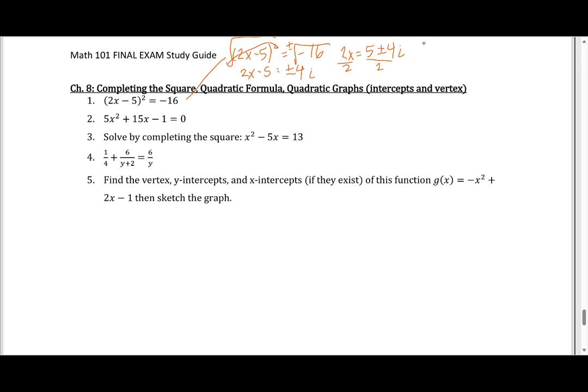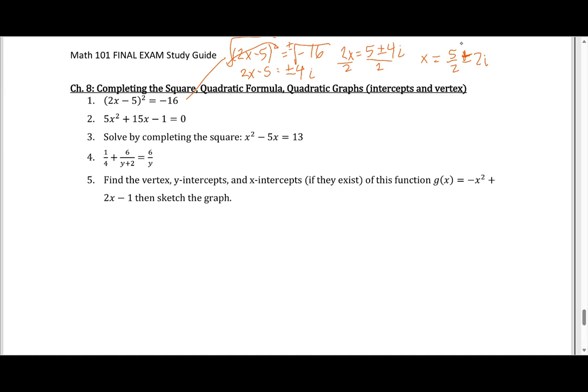So you can leave your answer like that, or you can give them both a 2. So you have 5 halves plus or minus 4 divided by 2 is 2i. And you can write it either way. The plus sign was a little messy. Plus or minus 2i there at the end.